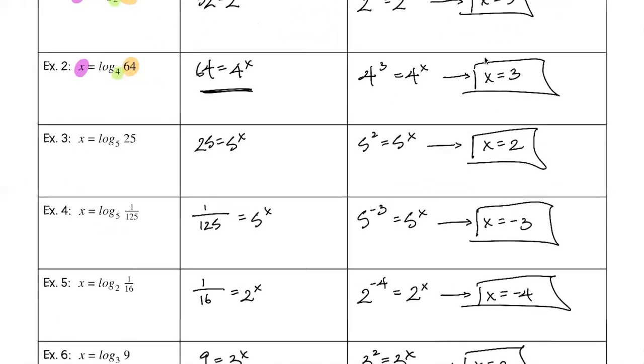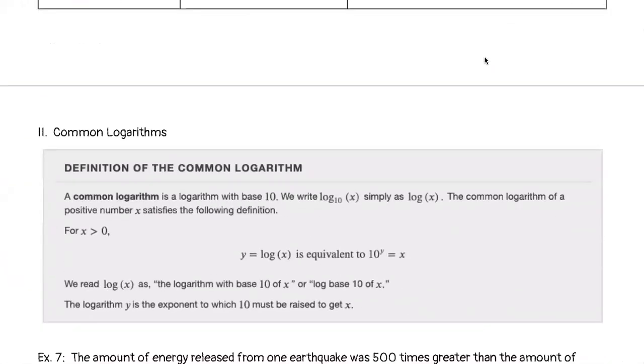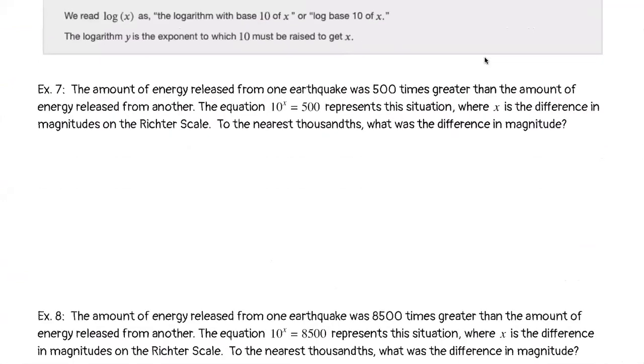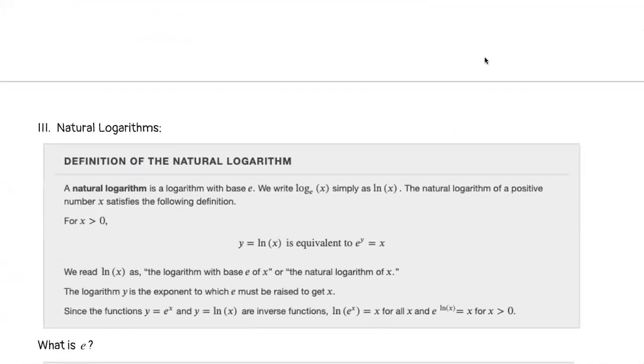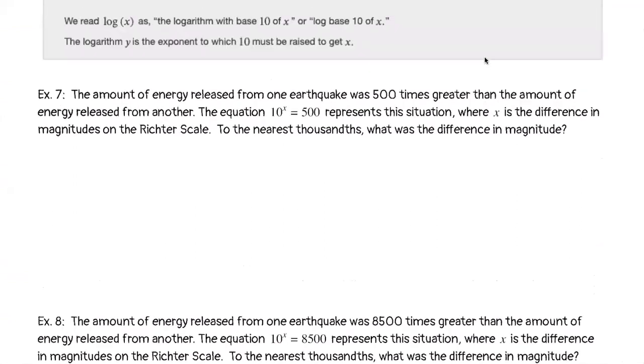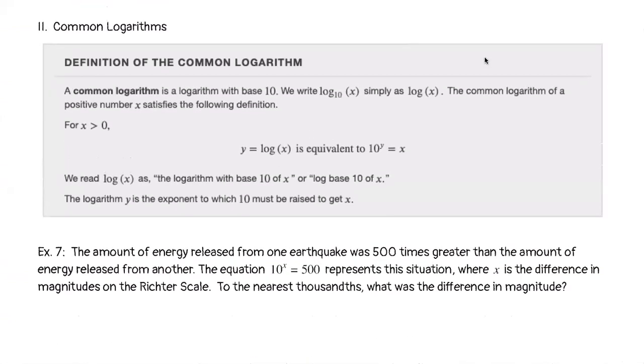All right. So there's a couple questions like that on the quiz for quiz 2. But we're going to finish up here with a couple examples on something called a common logarithm, and then a couple examples on something called a natural logarithm. Okay. So let's do those. I'd like to make sure we finish that up before our 12:30 or 12:40 mark.